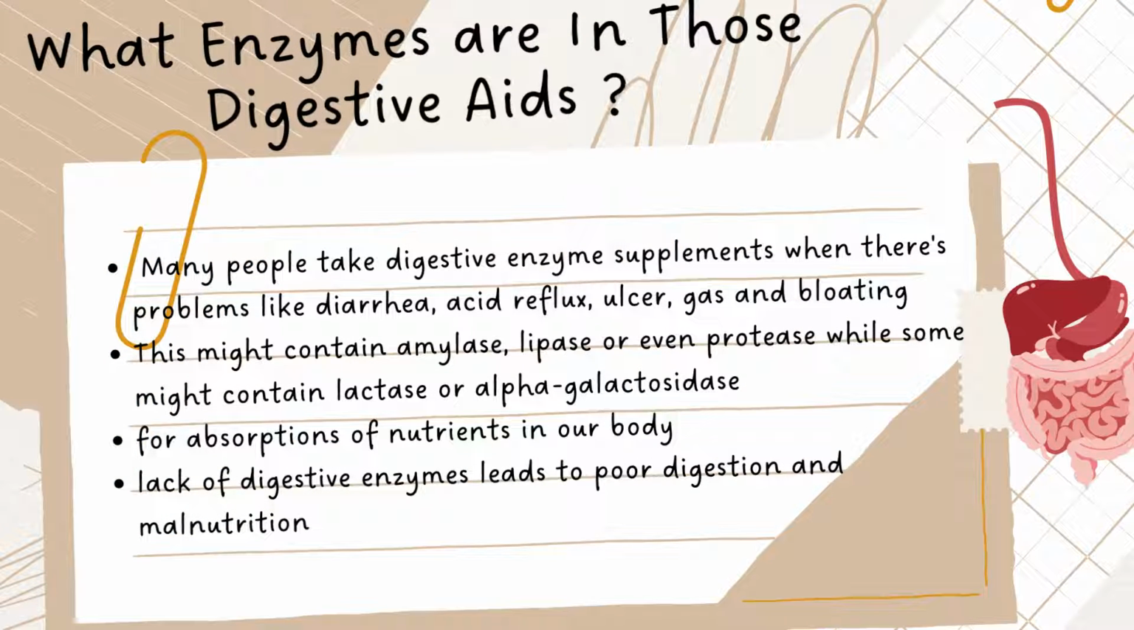Next question is what enzymes are in those digestive aids? As we all know, many people take digestive enzyme supplements if they are having problems such as diarrhea, acid reflux, ulcer, gas or bloating. These digestive aid supplements might contain amylase, lipase or even protease enzyme, while some might contain lactase or alpha-galactosidase. These supplements are required for good absorption in our digestive process.